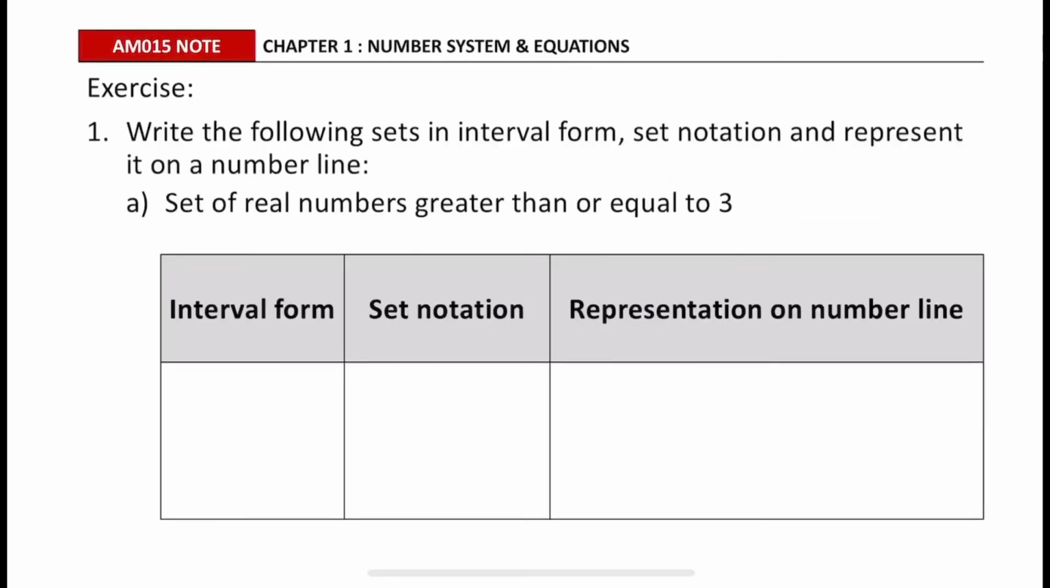So here is the exercise. The question is, write the following sets in interval form, set notation, and represent it on a number line. Question A is, set of real numbers greater than or equal to 3. This means that the numbers start from 3 and it goes on until infinity. So the interval form is an infinite interval, 3 to infinity. And the inequality is x greater than or equal to 3.